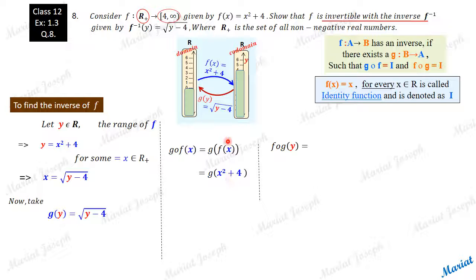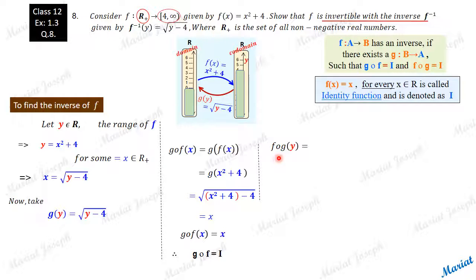So let us apply it in the g function. That gives us root of the element minus 4. Element is x square plus 4. Place it here. That gives us simplification. x square plus 4 minus 4 is x square. Under root, x square is x. So we got GOF of x is equal to x itself. What does it mean? GOF of x is equal to x means GOF is identity function.